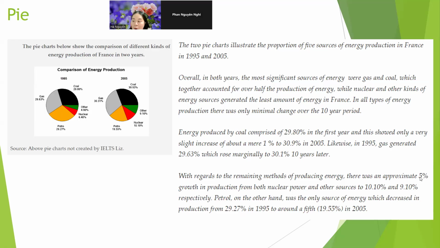There was an approximate 5% growth. So this is also a very good use of adjective and noun. So not like it grew up to approximately, right? So there was an approximate 5% growth in production.